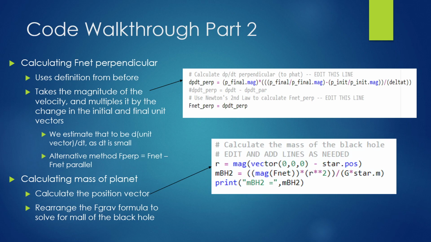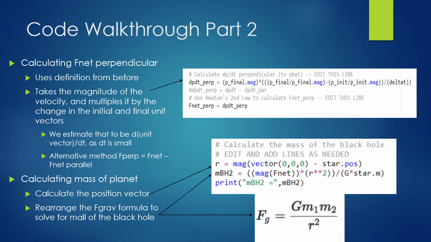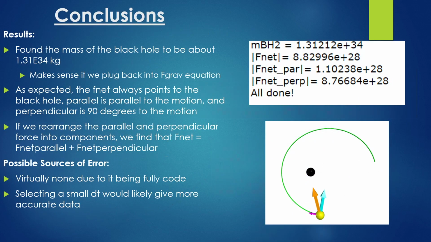And calculating the mass of the black hole. So we calculate the position vector, and then we rearrange the force of gravity equation to solve for the mass of the black hole, which we will get in the code. As you can see here, this is the force of gravity equation, and we rearrange it to solve for the mass of the black hole. Now conclusions.